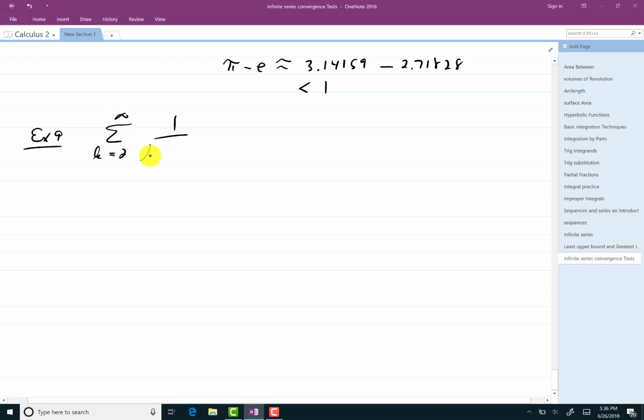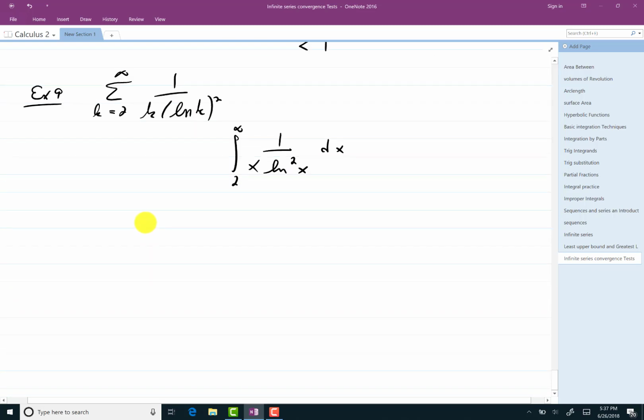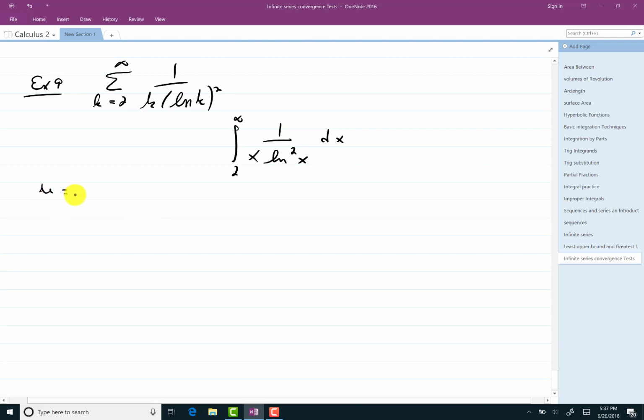For this next one, you can almost see the u and du combo that you need to use. So this, if I have an ln of x, then 1 over x is its derivative. So I'll look at the integral. We're going from 2 to infinity, 1 over x times ln squared of x dx. I think I could have done it better by writing it that way. And then we're going to let u equal ln of x, and then du will equal 1 over x dx. So I have the 1 over x dx. This is u squared.